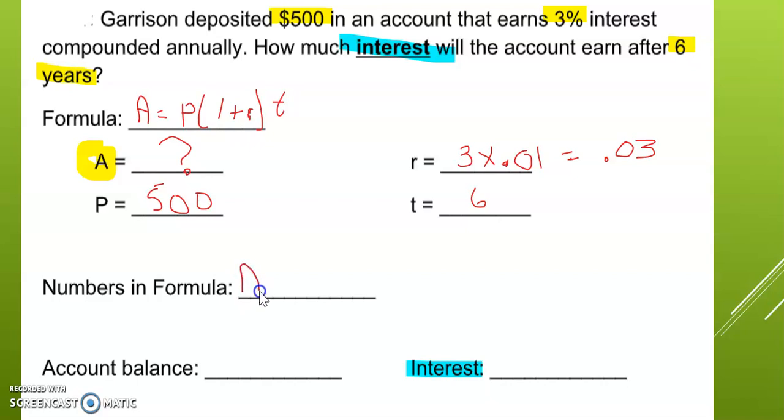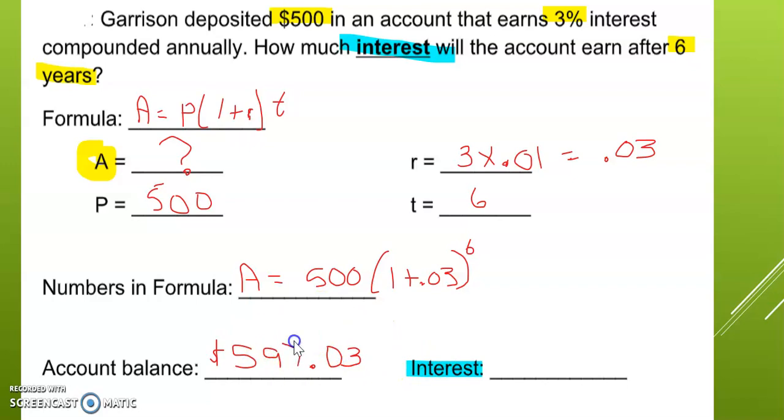So all of what is going to be in the bank at the end of 6 years is the 500 times 1 plus 0.03, and that was for a time period of 6 years. And so my balance when I walk in after 6 years is $597.03.